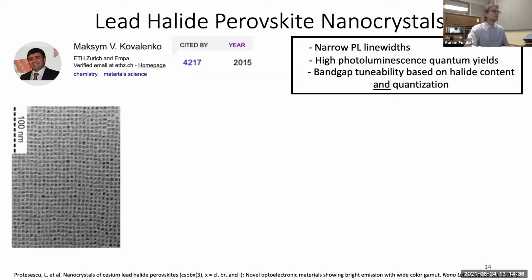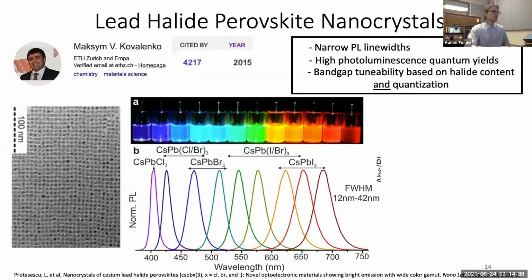And the reason that they're interesting is that based on the chemistry, so it's switching out halides from chlorine to iodine, you can cover their luminescence across the entire visible spectrum from blue to red. And if you notice that they have fairly narrow line widths too, which is particularly important for reds, those are hard to come by in that spectral region.